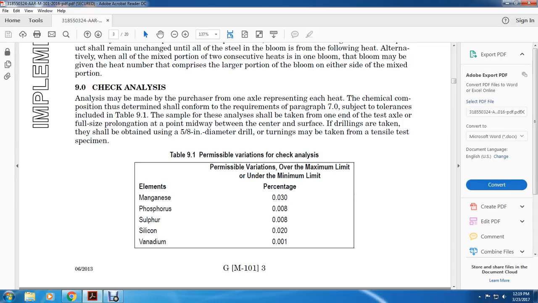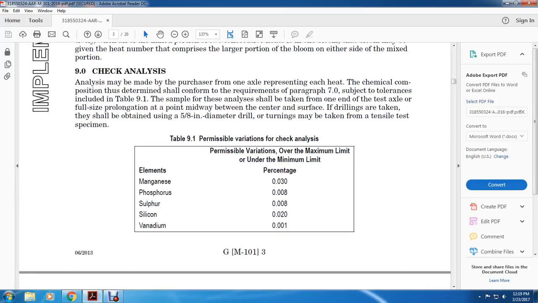Permissible variation of the check analysis. Permissible variation over the maximum limit or under the minimum limit. Manganese 0.03, phosphorus 0.008, sulfur 0.008, silicon 0.02, vanadium 0.01.